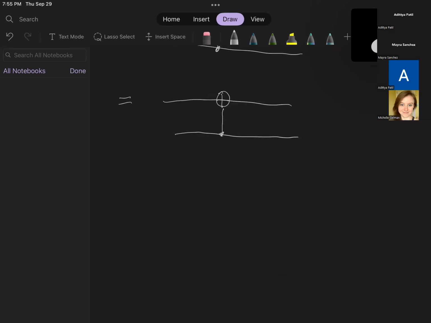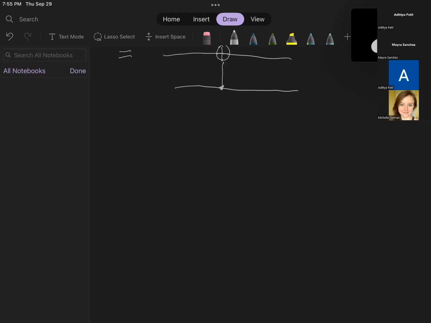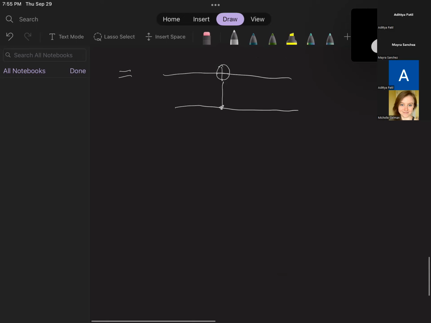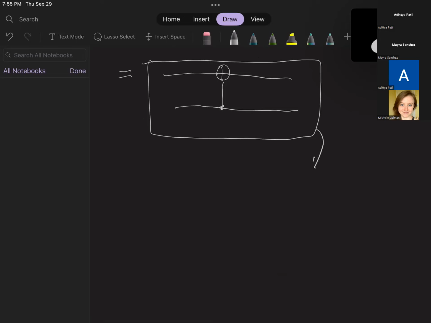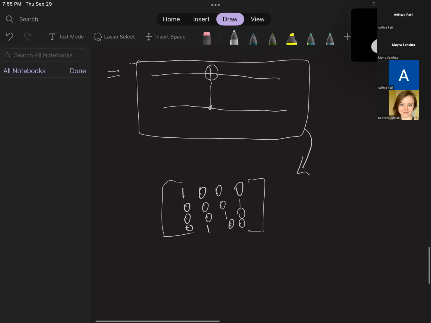I don't think we have time to do the math out with all the matrices, but I will give you the matrix for a qubit in this scenario. It's again a 4x4 matrix, and it is now 1 0 0 0, 0 0 0 1, 0 0 1 0, 0 1 0 0. So that is for this case, for the above.